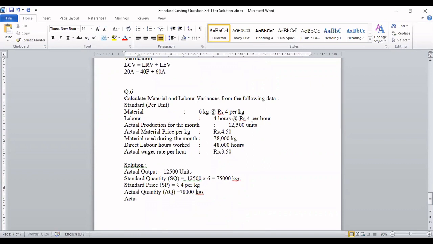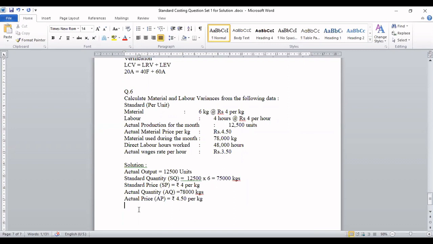Next, actual price, which is my AP. Tell me. Rupees 4.50 per kg. Correct? Yes, exactly. Now, this data we need for material variances. Sir, labor variances also, na?